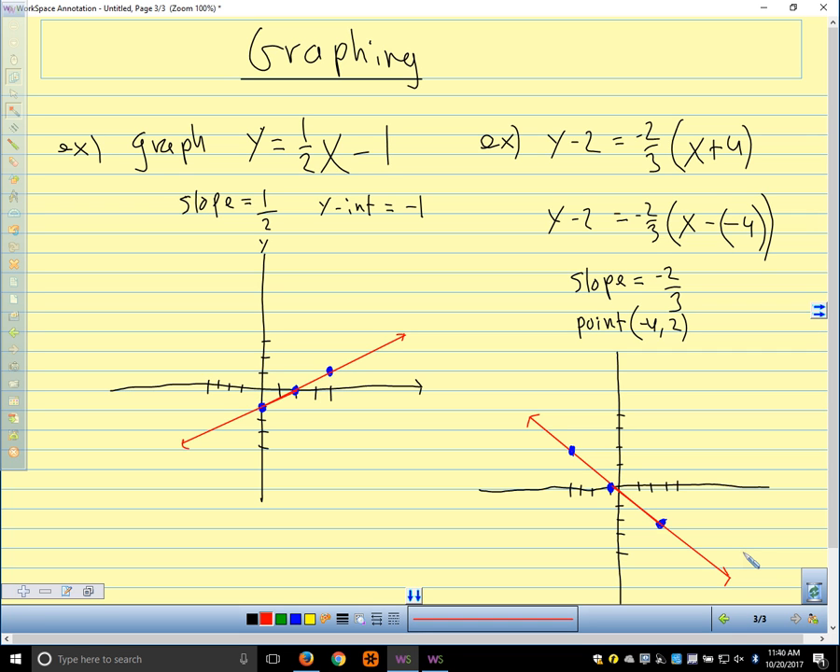All right, questions on sketching those graphs? Use your point that you know, either from the y-intercept or from the point-slope form. And then use your slope to plot additional points.